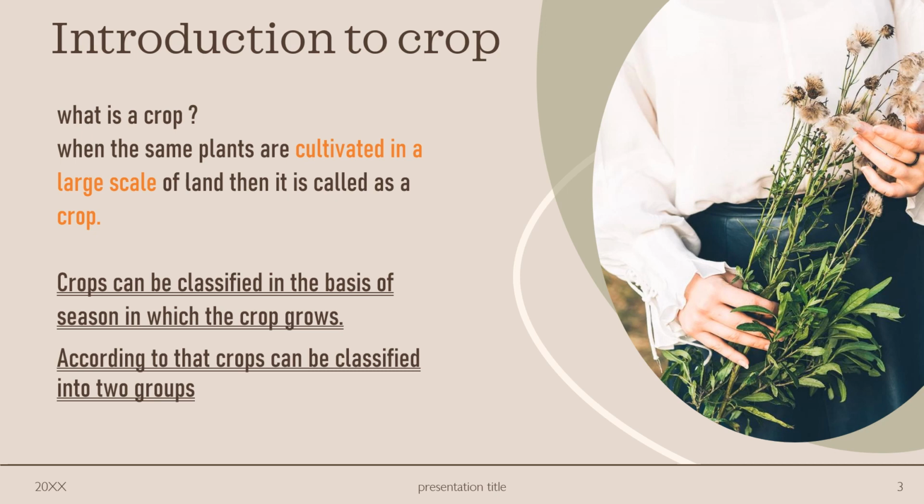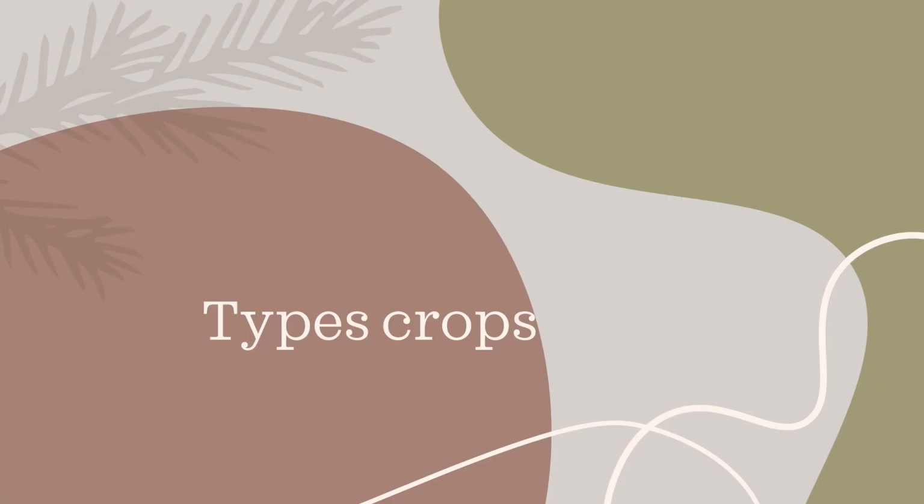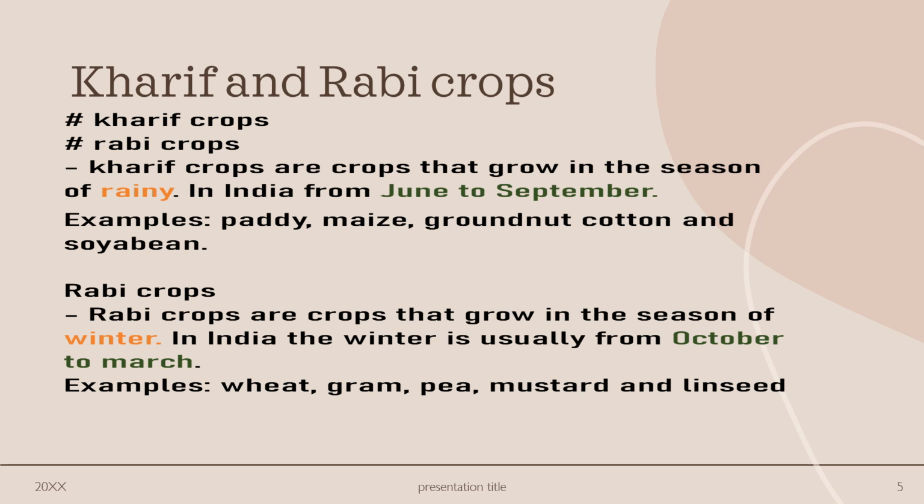Now, examples of crops can be paddy, maize, mustard, anything. Any plant that is cultivated in a large amount of land is called a crop. Crops can be classified on the basis of the season in which the crop grows. According to that, crops can be classified into two groups. Types of crops: two types of crops, which are Kharif and Rabi crops.